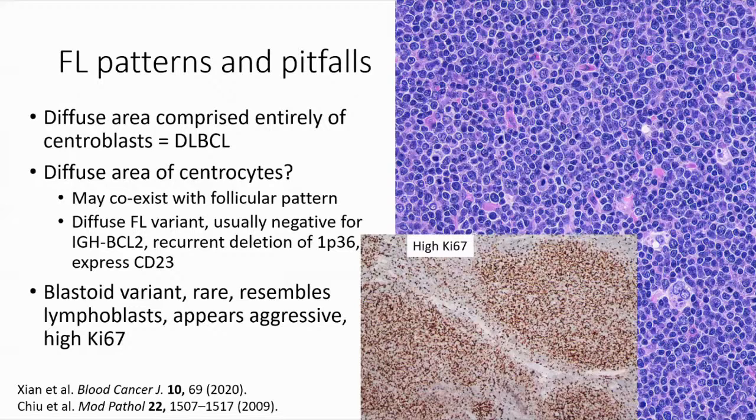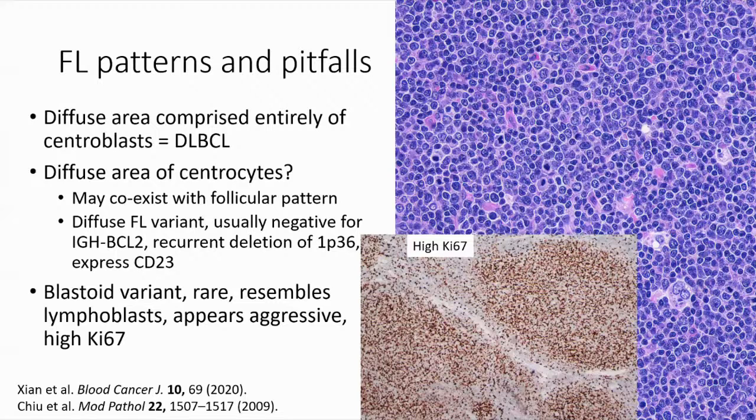Another one that can cause some trouble is the blastoid variant, relatively rare, but the cells resemble more of a lymphoblastic appearance. And these appear to be a little bit more aggressive. They have a high Ki-67 proliferation rate, and certainly if you see something like this, include a note regarding that fact.